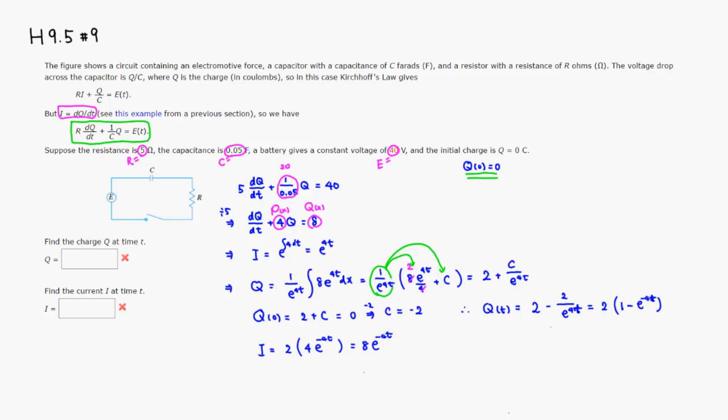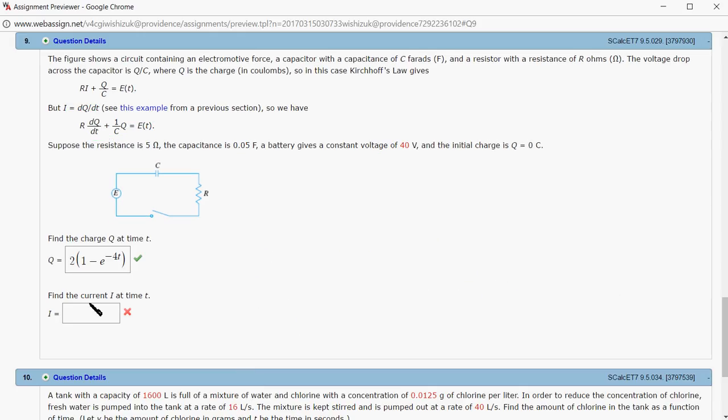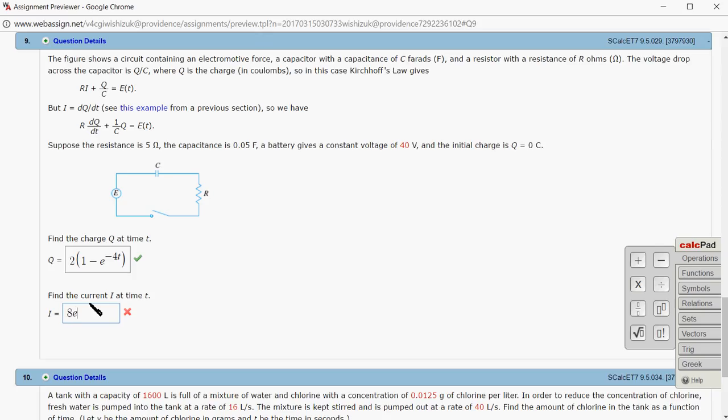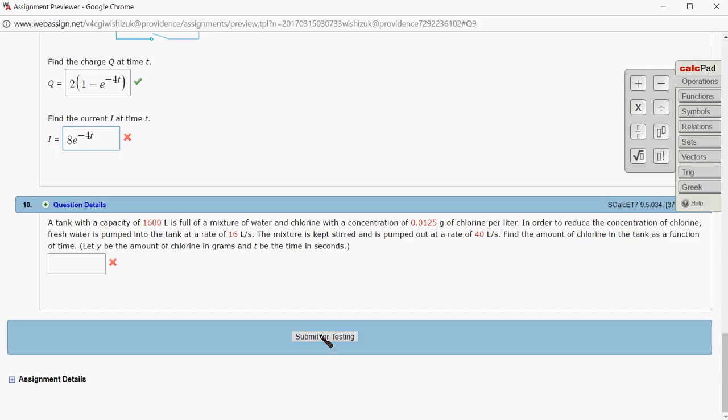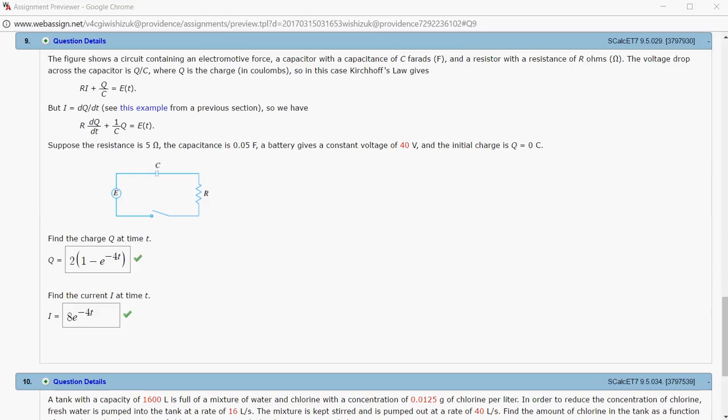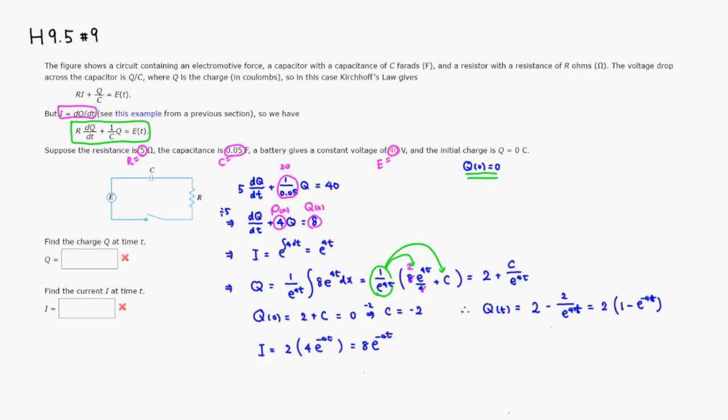So let's type it in: 8 e to the negative 4t. Submit for testing. It came back and looks like we got this one correctly. That's it. I hope that this was clear.